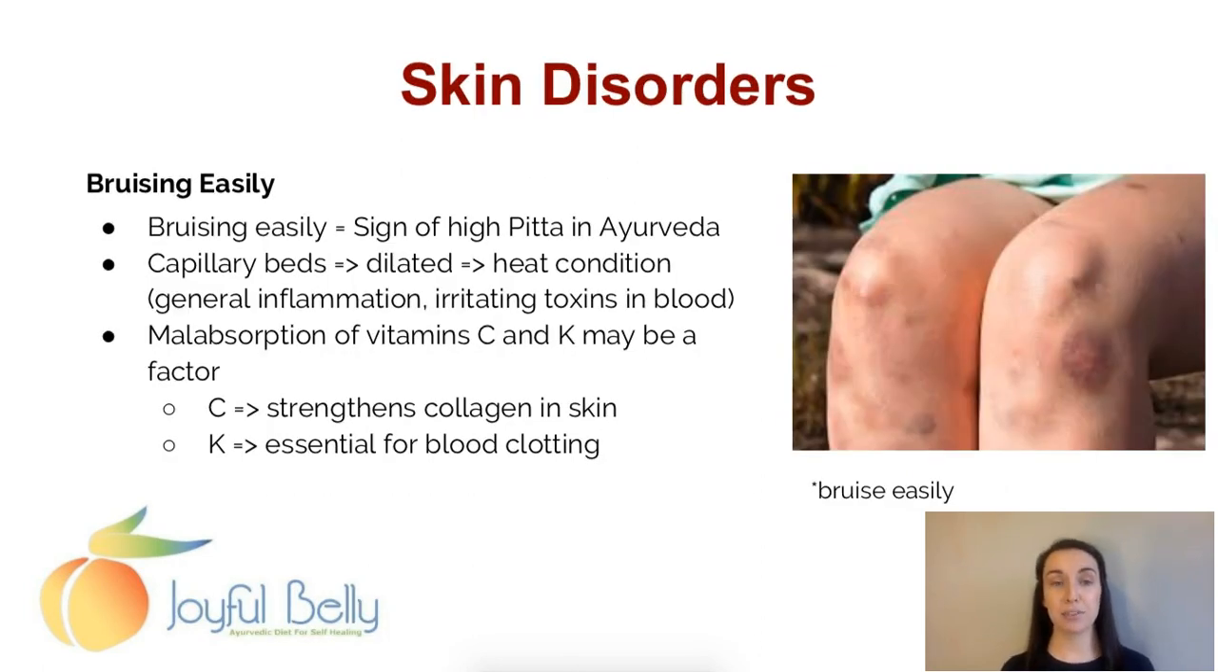In Ayurveda, bruising easily is considered a sign of high pitta. Capillary beds are dilated, and this is a heat condition, so general inflammation or irritating toxins in the blood. Malabsorption of vitamin C and K may also be a factor in if a person easily bruises. Vitamin C plays an important role of strengthening the collagen of the skin, and vitamin K is essential for blood clotting. So if there's a deficiency in either of those vitamins or both, it's likely that a person may be more prone to bruising than a person with ample vitamin C and K.